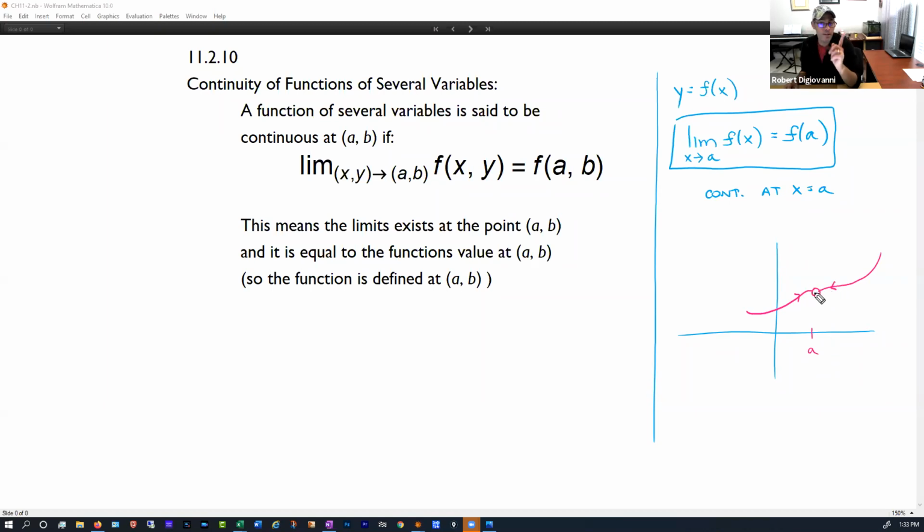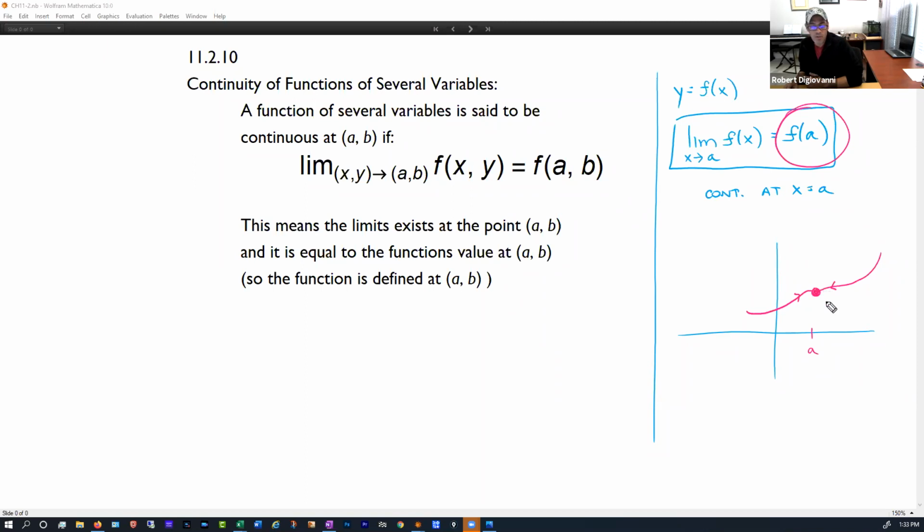That's what it meant for the limit to exist. What's happening at a does not have any impact on the limit. But when it comes to continuity, you need this additional condition that not only is your function headed to the same place from both sides, it's actually headed to the function's value there, which means that dot must be filled in. Okay, that's what it means to be continuous.